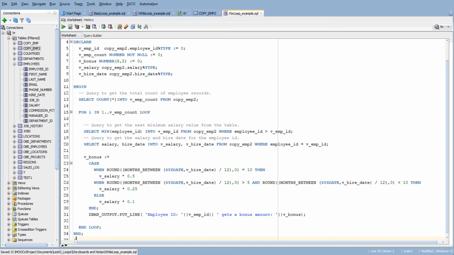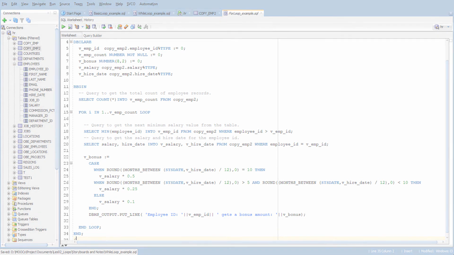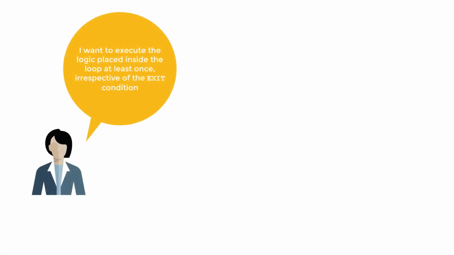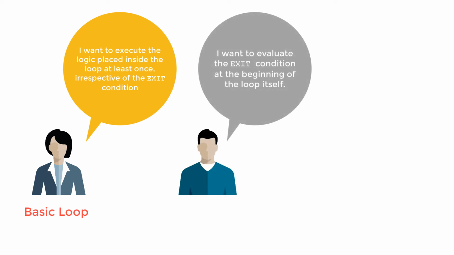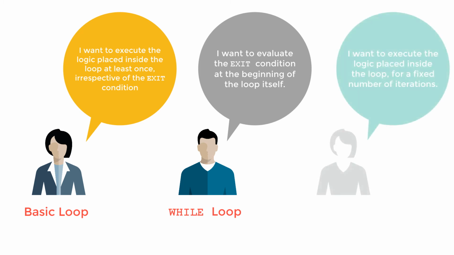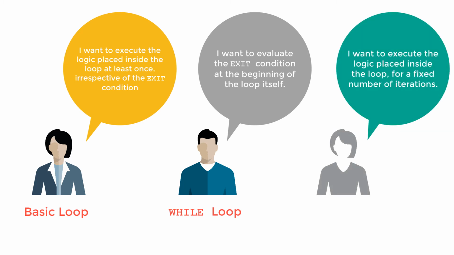Let's conclude this topic by looking at a few cases where a particular type of loop is more suitable. I want to execute the logic placed inside the loop at least once irrespective of the exit condition. Use a basic loop with the exit condition coded before end loop keyword. I want to evaluate the exit condition at the beginning of the loop itself. Use a while loop.